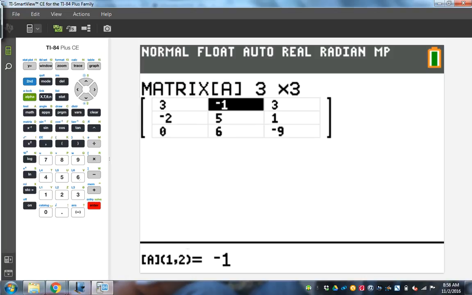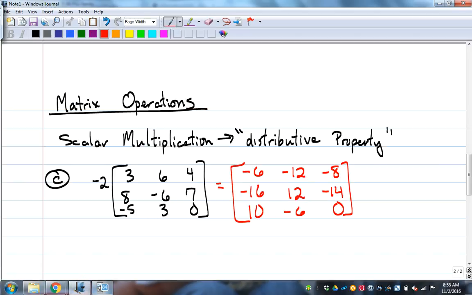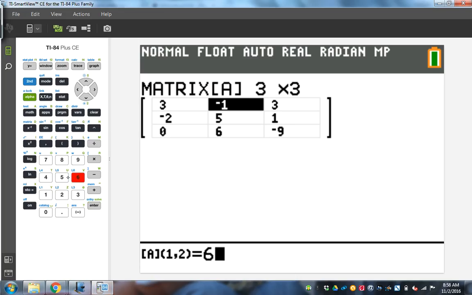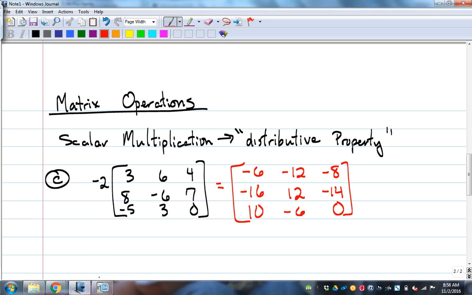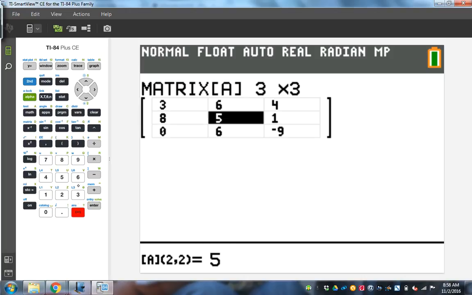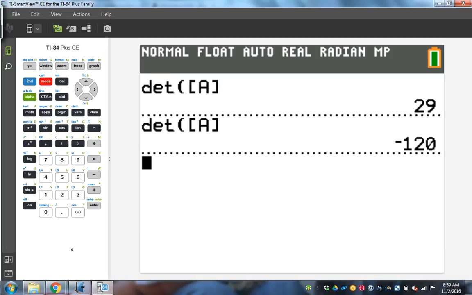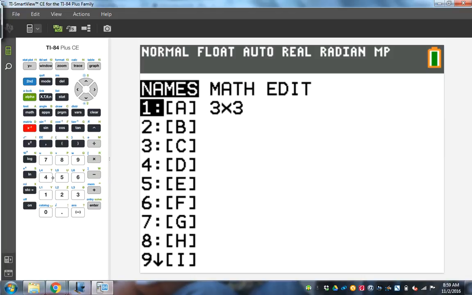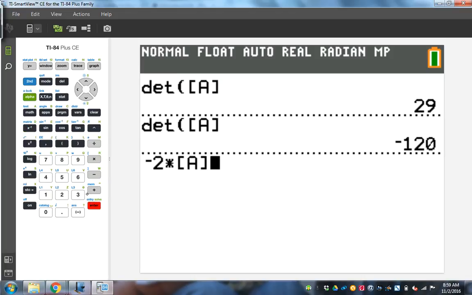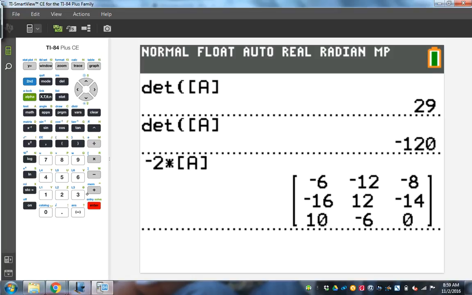So 3, 6, 4, 8, -6, 7, -5, 3, 0. And then on the calculator, you'll just say -2 times, and then go grab that matrix. And there we have the same matrix that we got by hand.